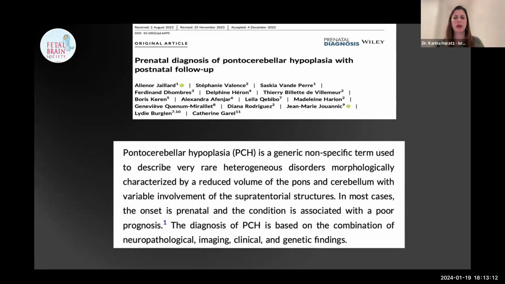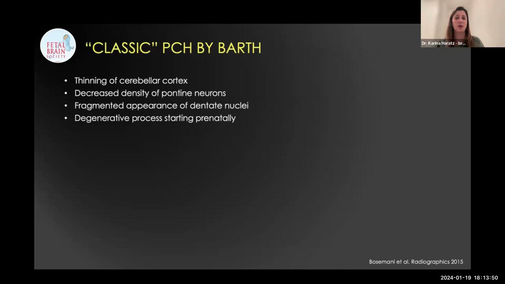So what is pontocerebellar hypoplasia? Again, a generic, non-specific term that will be used to describe reductions in the volume of the pons and the cerebellum. Why is it important, either the cerebellar or the pontocerebellar hypoplasia? Because they have a poor prognosis and they have a significant genetic importance and a high risk of recurrence in many cases, so we need to diagnose these cases properly whenever we have the opportunity to discuss termination. Depending on the gestational age, we need to do so. So we need to make the effort to diagnose these cases.